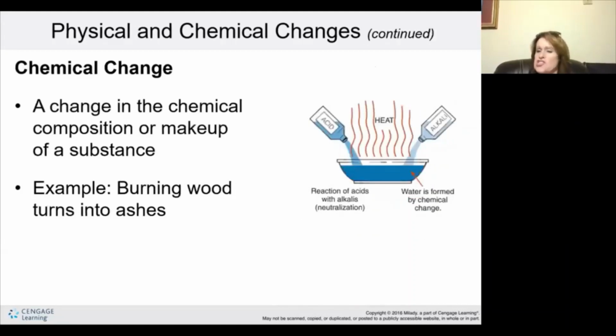A chemical change is a change in a substance's chemical composition. A chemical change creates a new substance with different properties. Examples: iron rusting, wood turning into ashes, the oxidation of hair color, or the polymerization of artificial nail enhancements. All those are chemical changes.